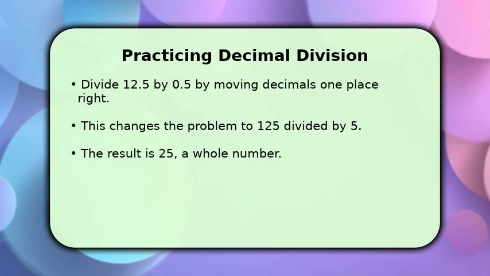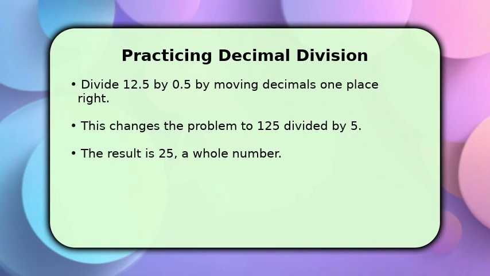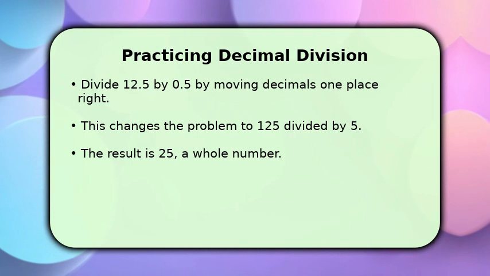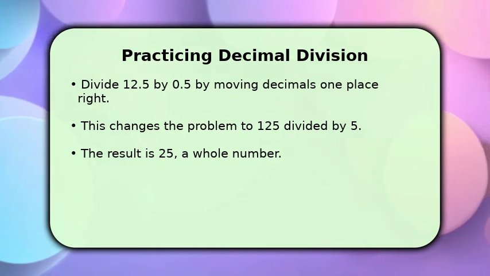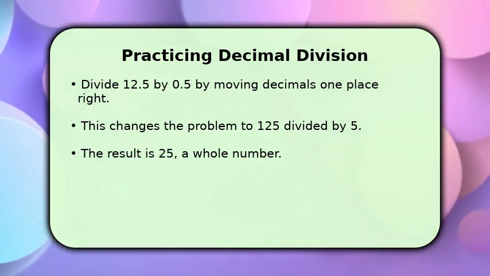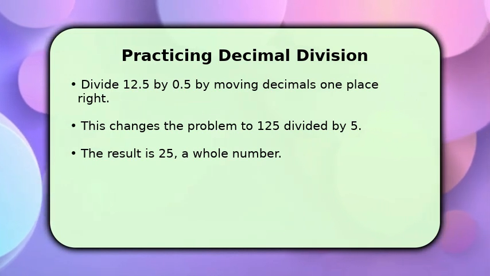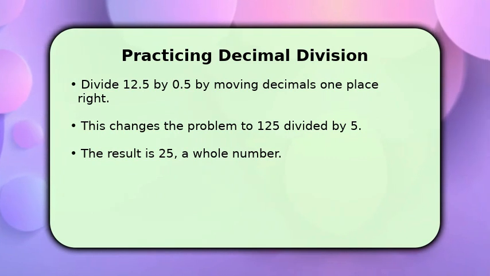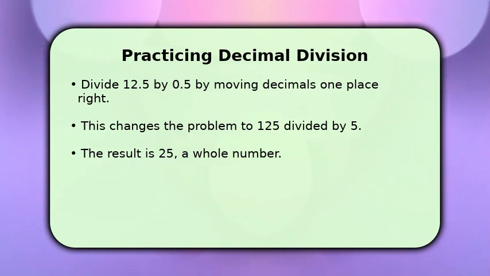Let's try an example. Imagine you need to divide 12.5 by 0.5. First, move the decimal one place to the right in both numbers. This transforms your problem into 125 divided by 5. Now, perform the division. You will find that 125 divided by 5 equals 25. This method makes complex decimal problems much simpler to solve.